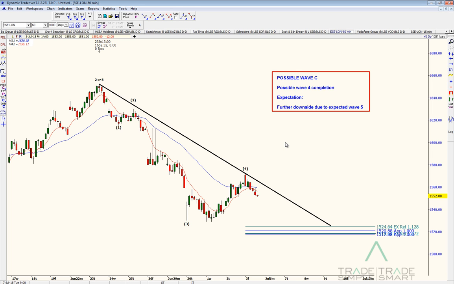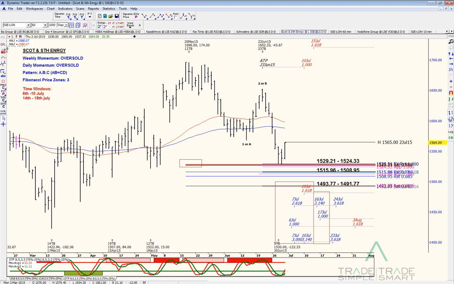So in a nutshell, in terms of Southern Energy, we have the weekly and daily momentum both in the oversold position. We have an AB equals CD correction. We have price penetrating our first Fibonacci zone. We've identified 4 waves on the 60-minute time frame, so we're expecting one more wave to the downside before we see a possible reversal and continuation of the uptrend.